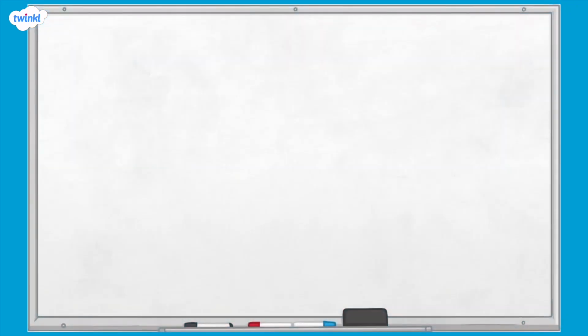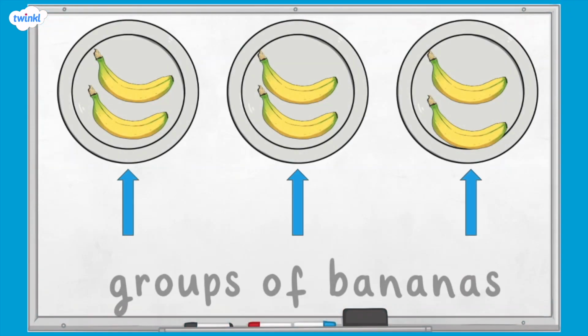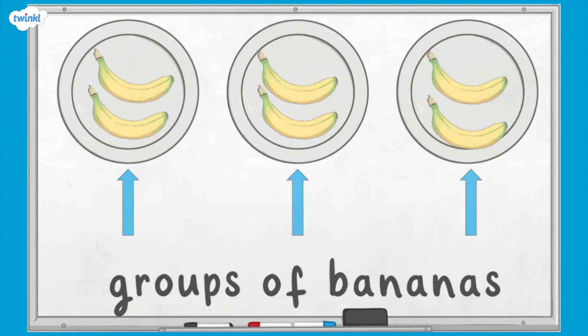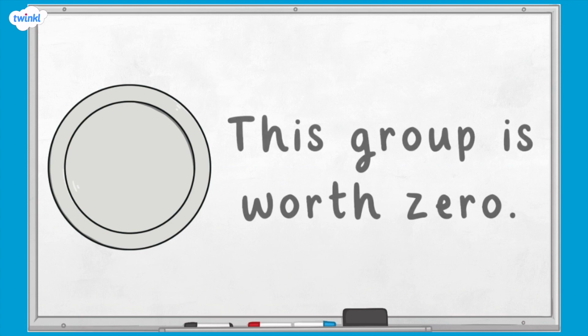We can use pictures to explain this. Here I have plates of bananas. We call these groups of bananas. If I take the bananas off, the plate is empty, so the group is worth zero. Let's look at a few example questions to help explain this further.